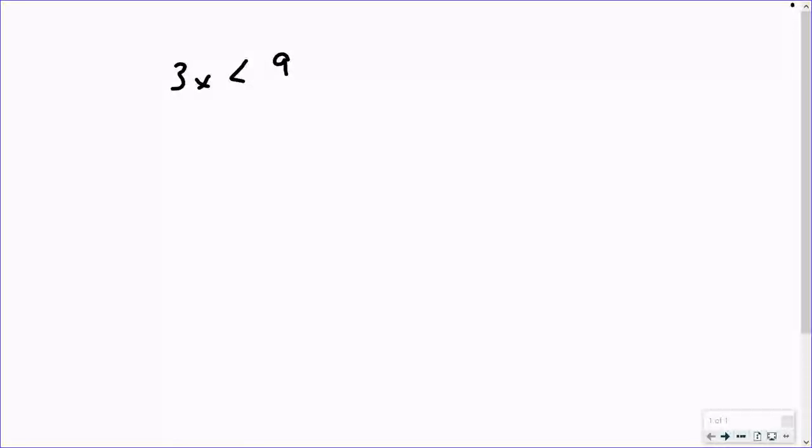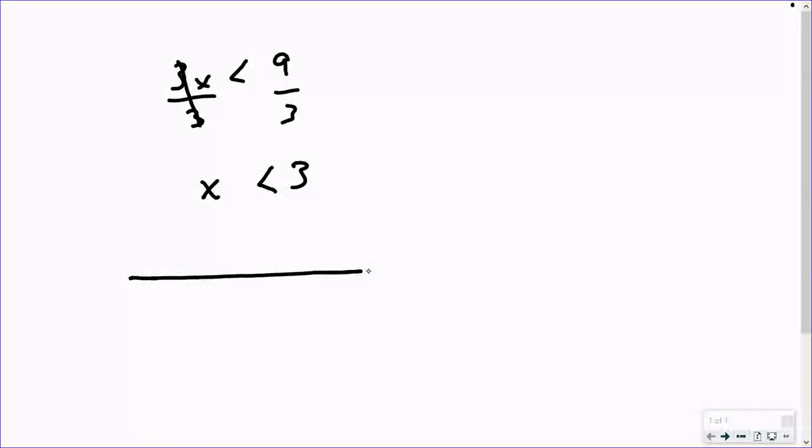So if I start off with this, 3x is less than 9. What I'm going to do is get rid of this 3. I find the variable side, and I want to isolate that. It's 3 times x, so I'm going to do the opposite of that. I'm going to divide both sides by 3. When I do this, these reduce, so this is just a 1x. Nothing happens to the sign, and 3 will go into 9 3 times.